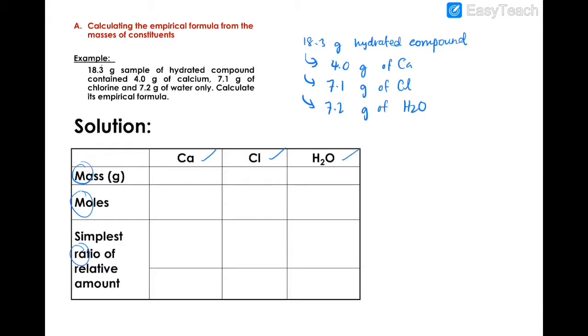Jadi, jangan lupa juga letak unit gram dekat sebelah mass ni so that kamu tak payah tulis setiap kali kamu nak masukkan all the mass inside, tak perlu letak gram. Okay, so masukkan info yang ada. So you get 4.0, 7.1 and also 7.2. Bear in mind, Mamora table ni is used to determine the empirical formula. Okay? Kita guna untuk cari empirical formula.